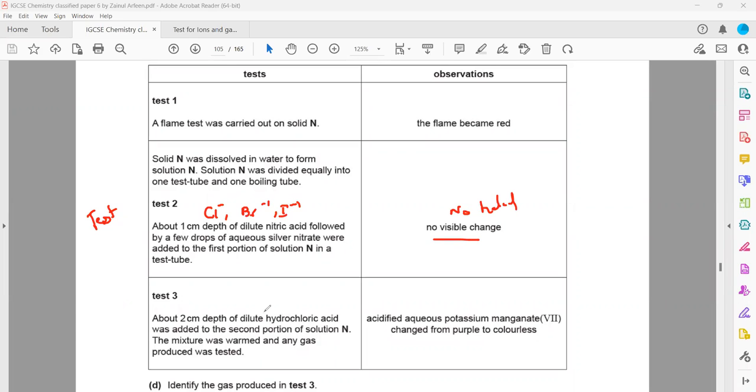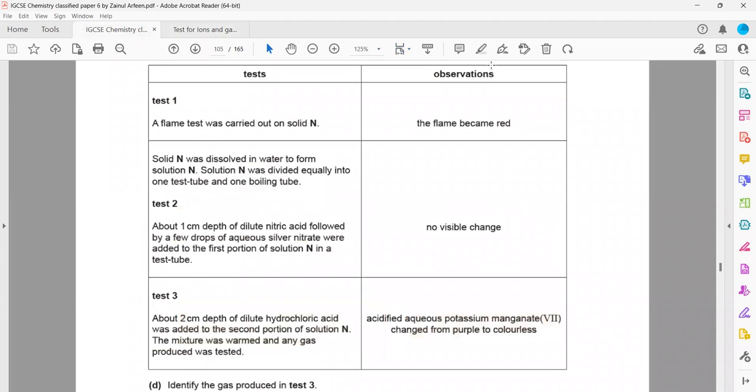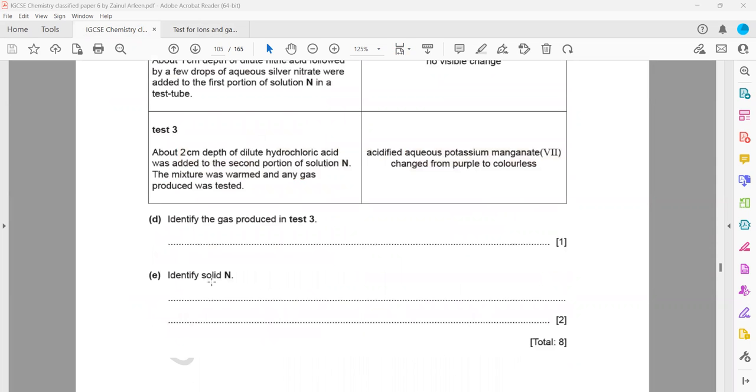Test 3 is for sulfite. Dilute hydrochloric acid was added, the mixture was warmed, and any gas produced was tested with acidified potassium manganate. You can see a small volume of acidified potassium manganate is there, and it produces sulfur dioxide gas, which turned the purple to colourless. So this test indicates that it is a sulfite. When we add hydrochloric acid and heat, sulfur dioxide gas is given off, which confirms the presence of a sulfite.